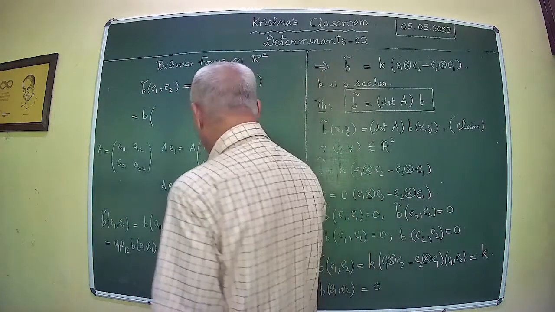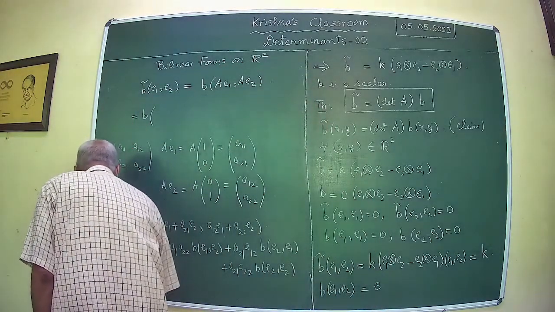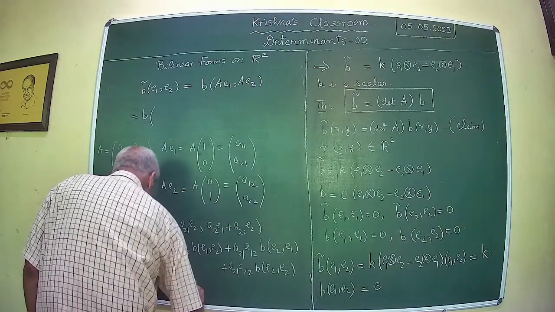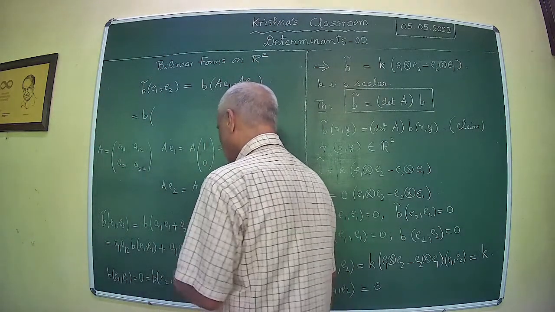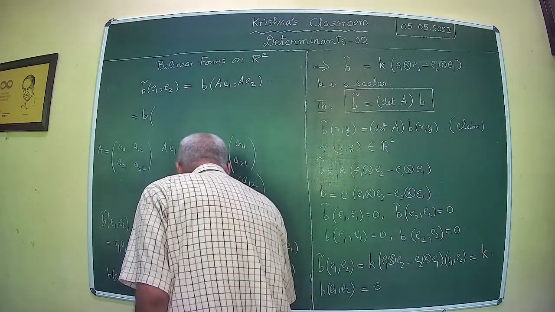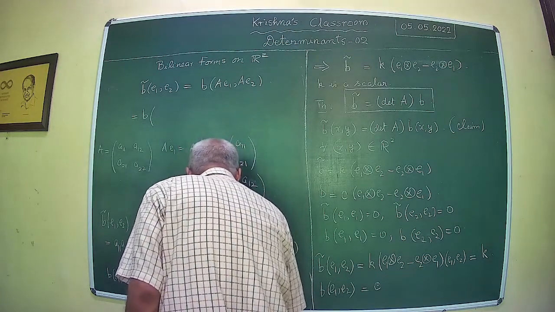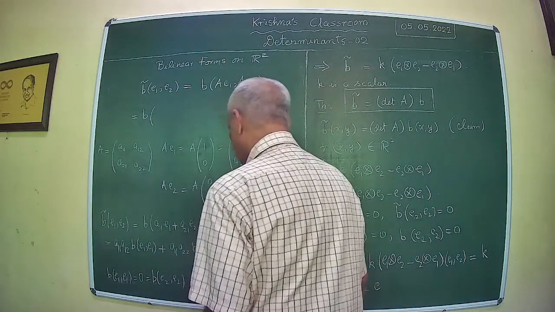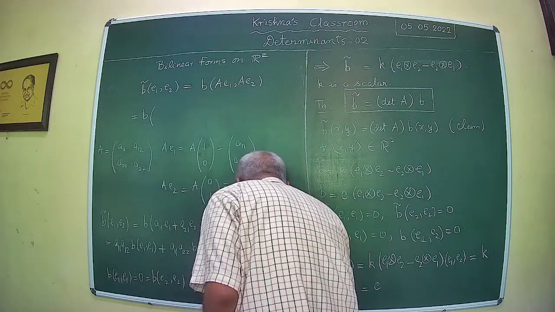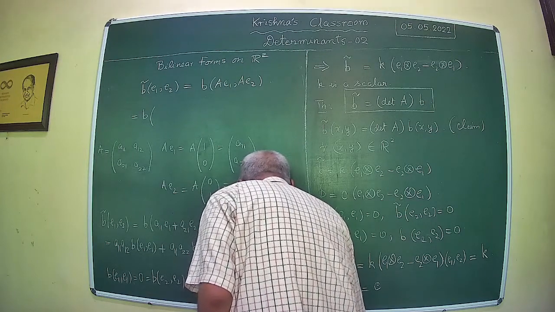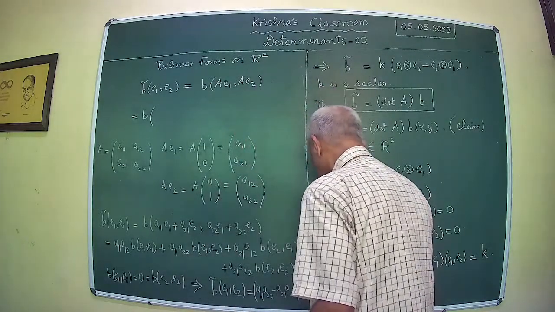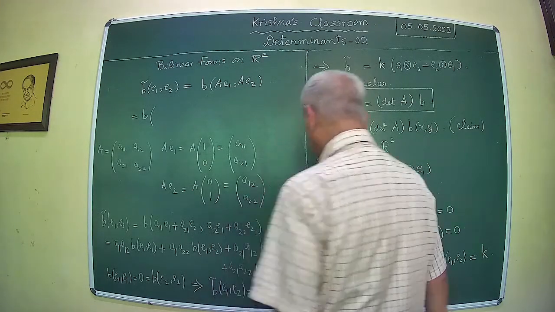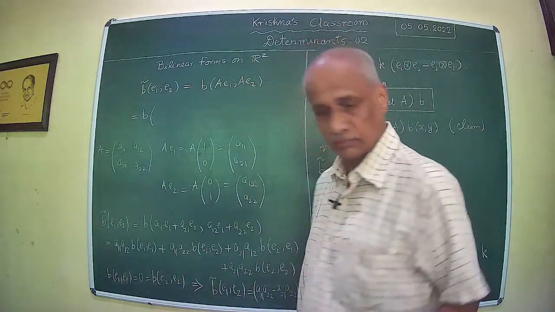and because B of E1 E1 is 0, B of E2 E2 is 0, this implies B tilde of E1 E2 is equal to (A11 A22 minus A12 A21) B of E1 E2. That's it. That's the computation.